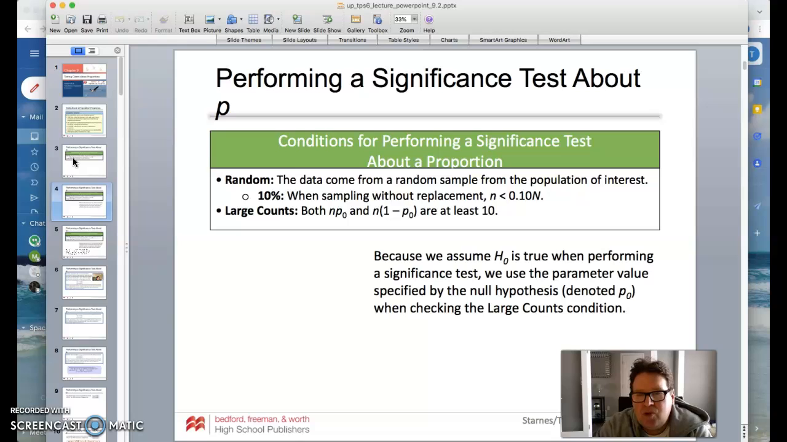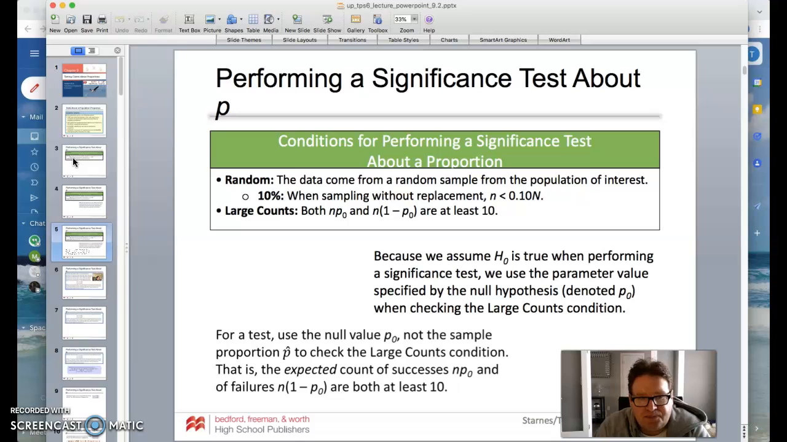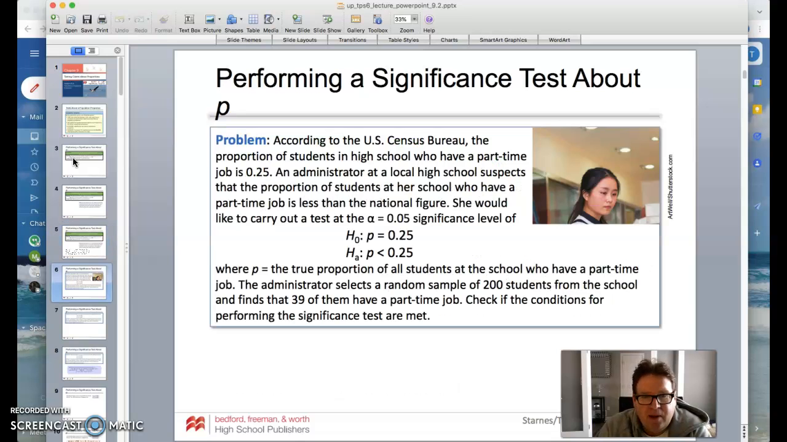Now, because we assume the null hypothesis is true when performing a significance test, we use the parameter value specified by the null hypothesis. That's why we use p sub 0 when checking those large counts conditions. So for a test, use the null value p sub 0, not the sample proportion p hat, to check large counts conditions. That is the expected count of successes and failures. Okay, so here we go.